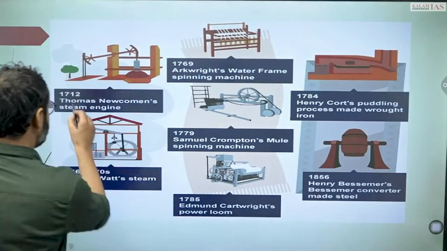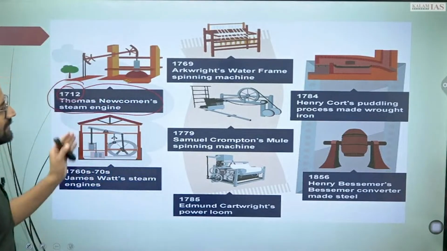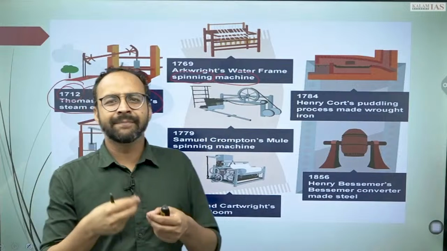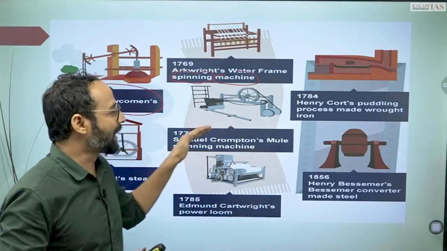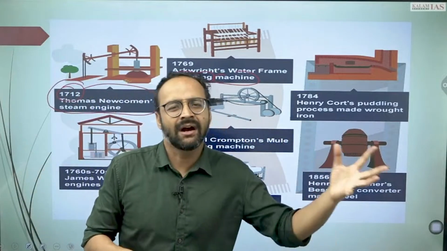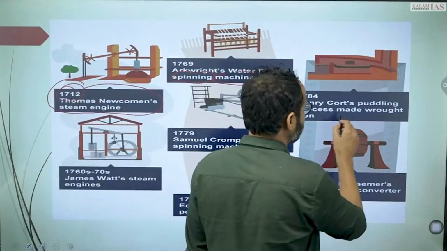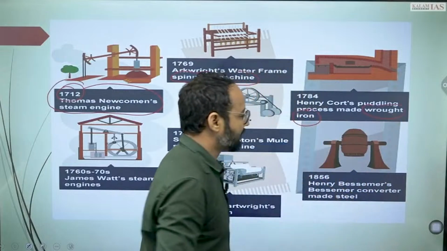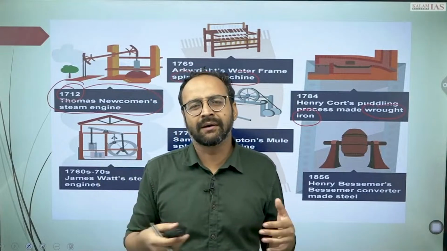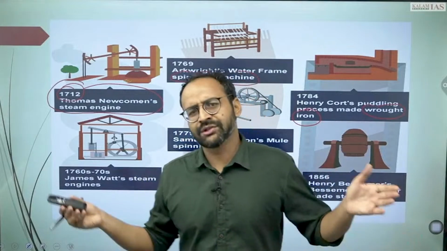So in 1712 we see Thomas Newcomen's steam engine. Then we see the water frame spinning machine, which is kind of incentivizing more, which you can produce more, and this raw material was coming from the colonies, that were Southeast Asian colonies, American colonies as well as Indian colonies. So in 1780s we see iron smelting machines also coming up. So iron plays a very important role for the construction of railways, construction of bridges, construction of roads also.